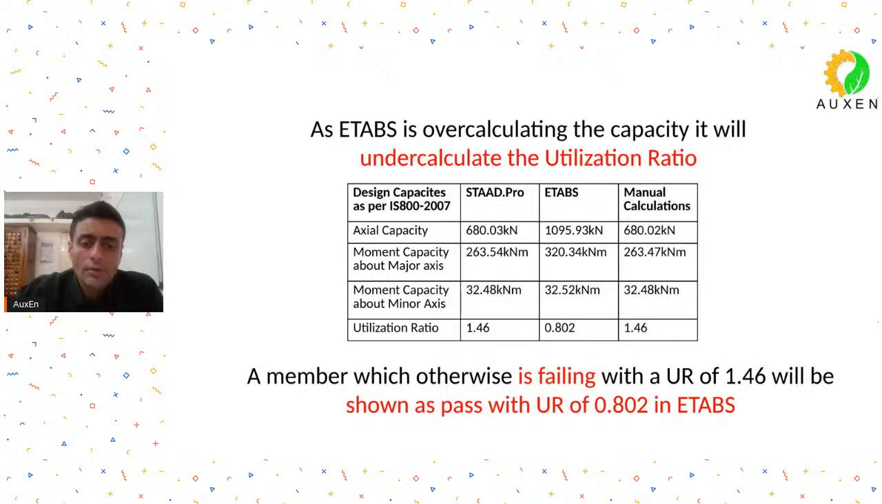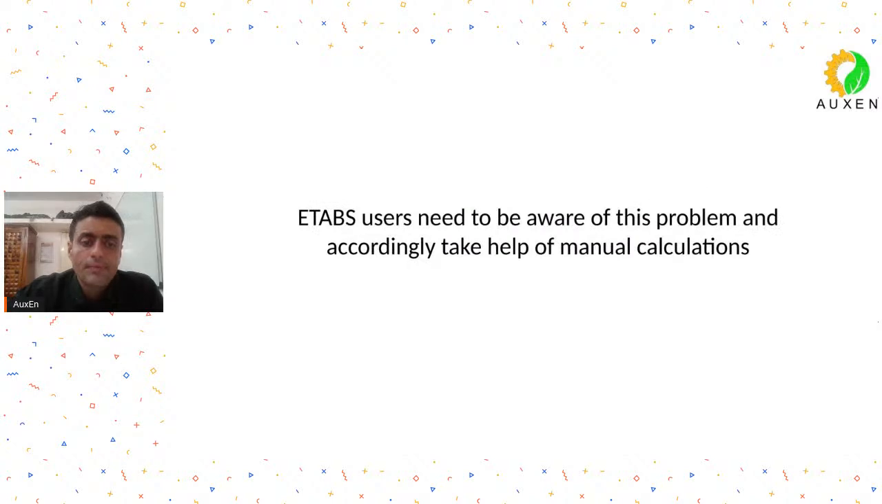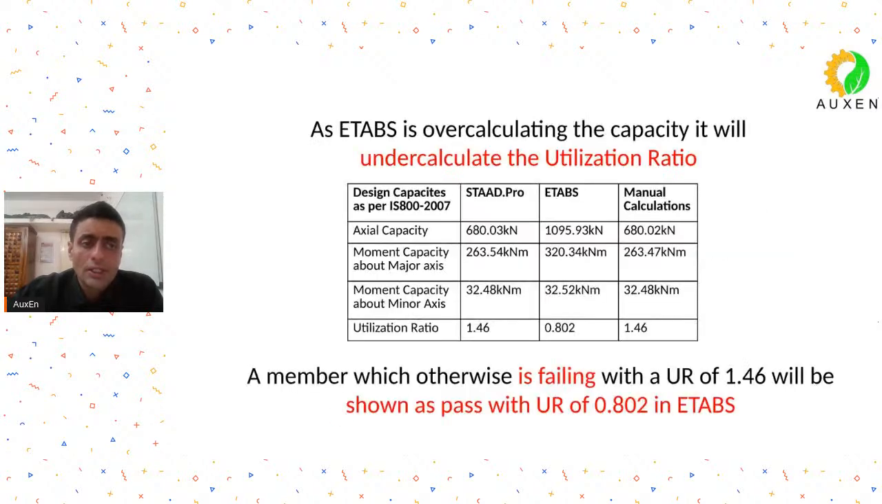ETABS is not able to consider the slender web. So all the ETABS users who are using ETABS for structural steel design need to be careful of this aspect, and especially when you are doing PEB structures, pre-engineered structures, because in PEB structures, the strategy is to provide slender webs. That is the strategy that most designers use, and to take the shear they provide web stiffeners.